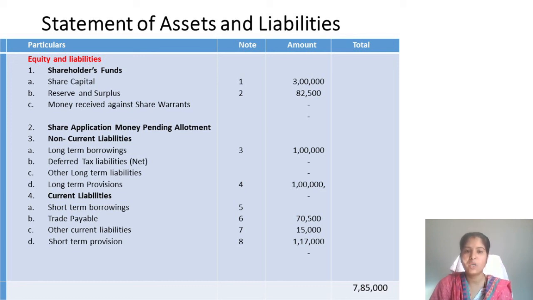Trade payables as per note number 6, 70,500. Other current liabilities, note number 7, 15,000. Short-term provisions as per note number 8, 1,17,000. Total of your equity and liabilities, including your shareholders fund, share application money pending allotment, non-current liabilities, current liabilities. Total of 4 is 7,85,000. 3 lakh plus 82,500 plus 1 lakh plus 70,500, 15,000 and 1,17,000. Total 7,85,000. This is your liability part.